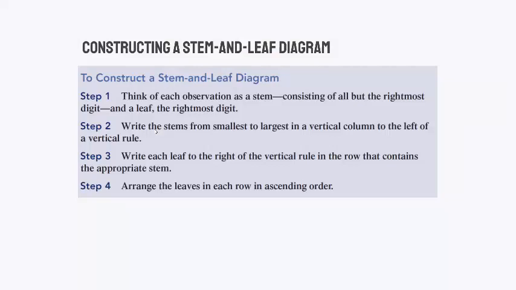You're going to write the stems from smallest to largest in a vertical column, to the left of some type of vertical rule. Then you're going to write each leaf to the right of that vertical rule in a row that contains the appropriate stem. And then finally, you're going to arrange the leaves in ascending order. It's a little confusing, so let me try to explain this.